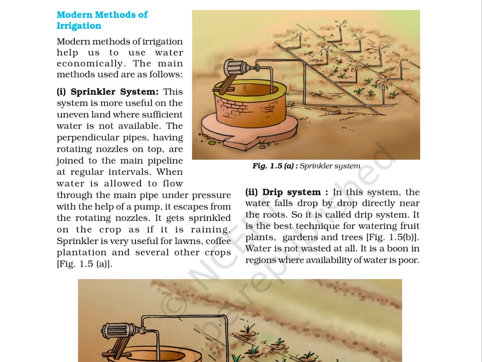2. Drip system. In this system, the water falls drop by drop directly near the roots. So it is called drip system. It is the best technique for watering fruit plants, gardens and trees. Water is not wasted at all. It is a boon in regions where availability of water is poor. Figure 1.5b depicts drip system.